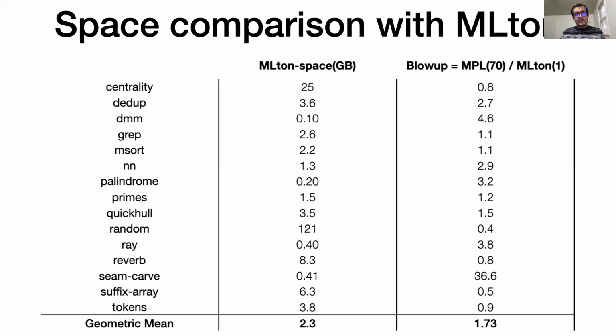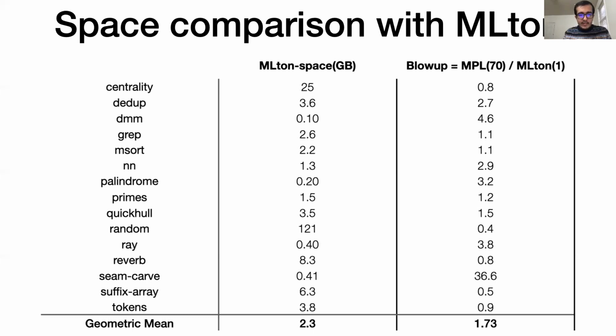This is a similar table, but for space. The first column shows how much space Milton requires to run these benchmarks. So you can think about this as an approximation of R star, the sequential baseline in the space bound. The blow up on 70 cores is the ratio of Maple space to Milton space. Recall that we proved that if it requires R star amount of space to execute a program sequentially, then our bound upper bounds the space usage in parallel execution by R star times P. So in this context, these bounds mean that the blow up will be less than 70.